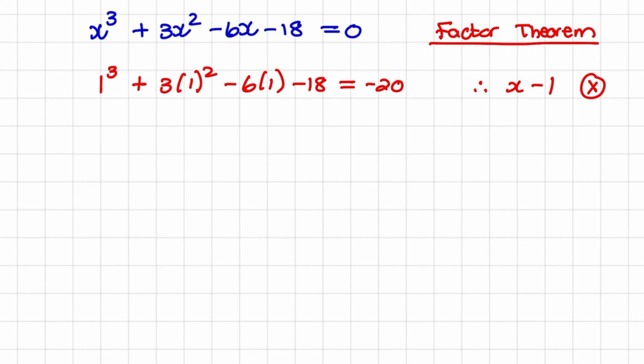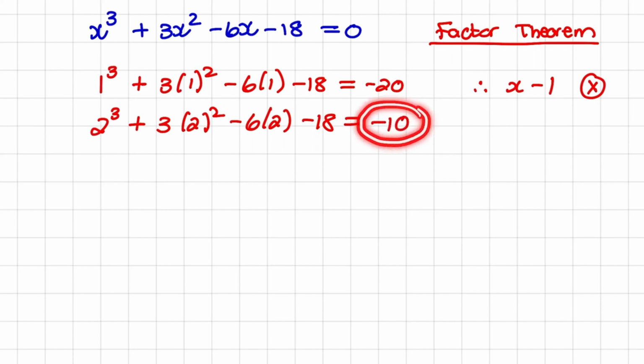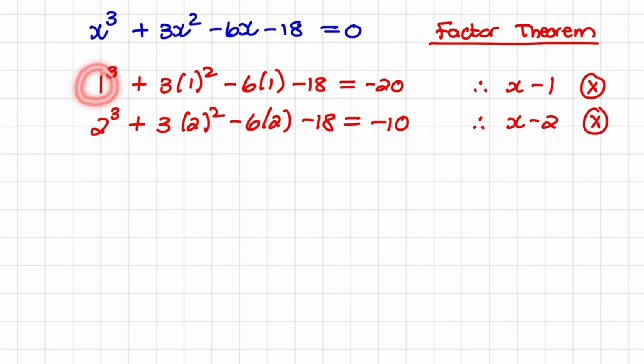Now let us test 2. So 2 cubed plus 3 times 2 squared minus 6 times 2 minus 18 is equal to negative 10. And that also is not 0, so therefore x minus 2 is not a factor. Notice that I've tested positive 1, but the factor is actually x minus 1. And I tested positive 2, but the factor that I'm testing is x minus 2.